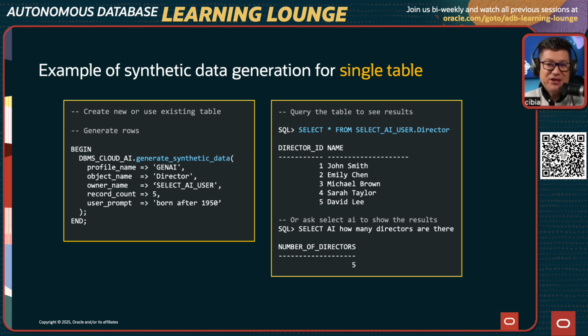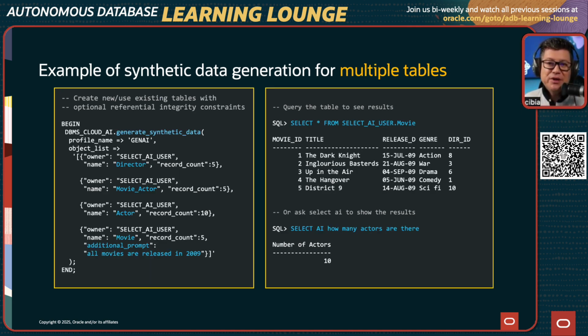So something as simple as that, you can just say, create the users, right? So I want to create 5 records of people's names, and then it will actually work with the LLM and create all of that for you. Or you can, of course, get more complex. I want a movie ID, a title, a release date, or genre, and all of these things.